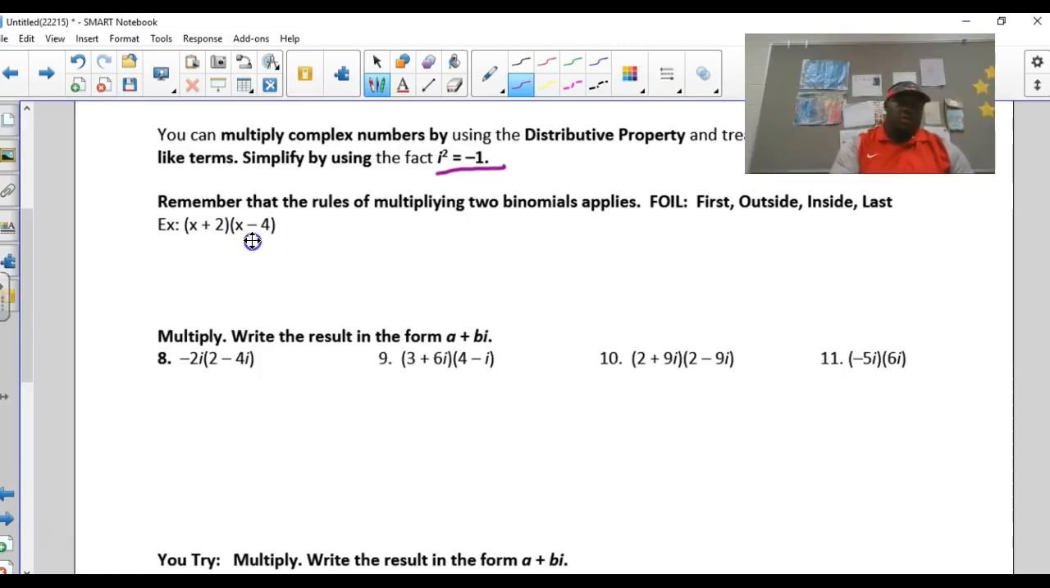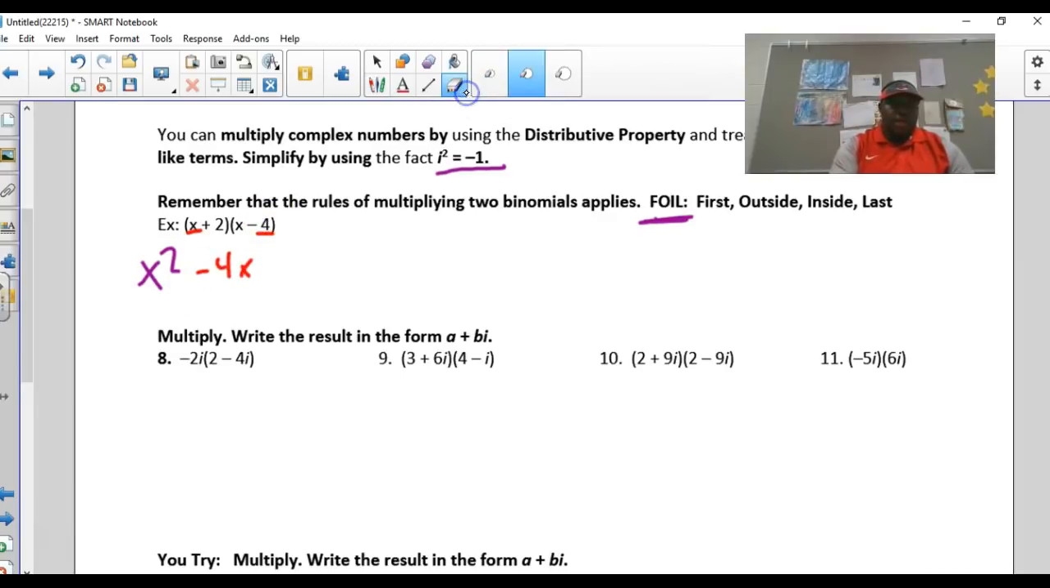So first of all, remember the rules for multiplying two binomials, foiling. All right, first, outside, inside, last. All right, first meaning the first two variables. We're going to go x times x, which is x squared. And then outside, meaning x times -4. All right, outside here, let me show you. There we go. Outside would be x times -4, which is -4x. All right, then we're going to do inside. All right, inside meaning 2 and x, which will give me 2x.